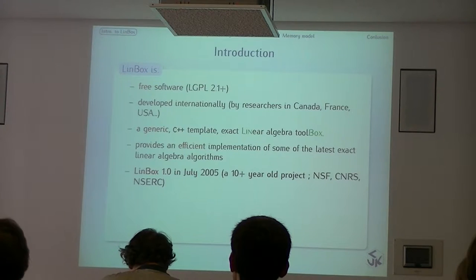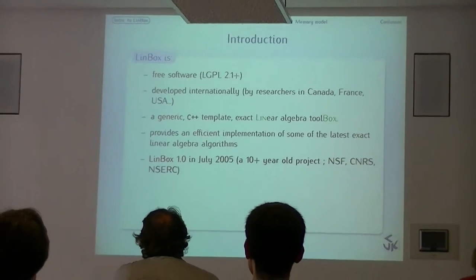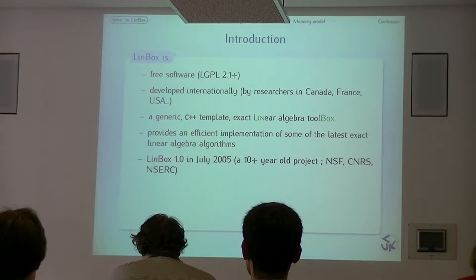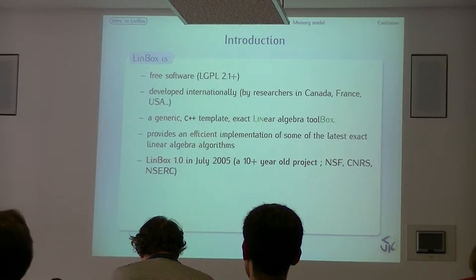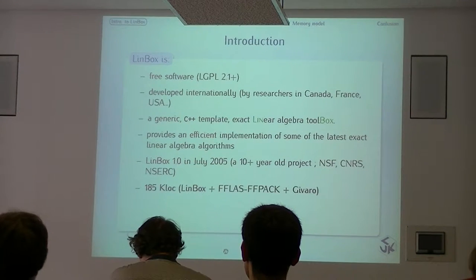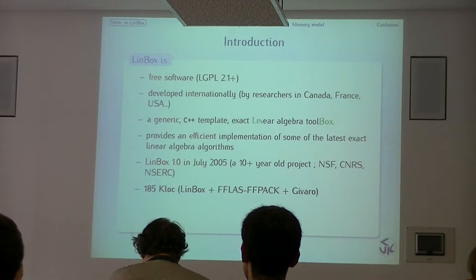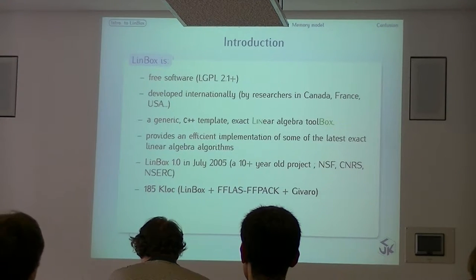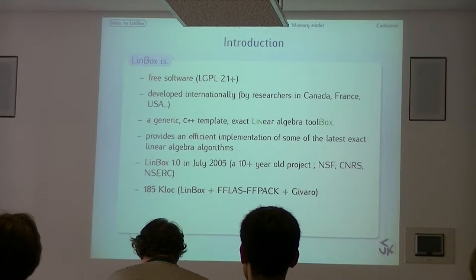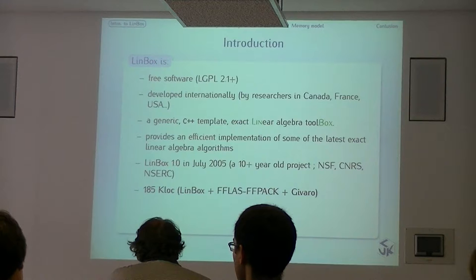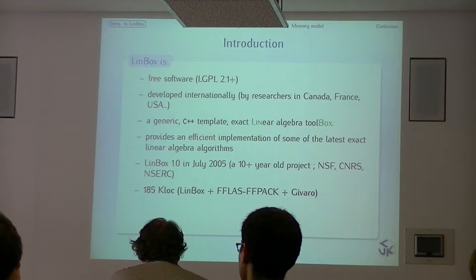LinBox is getting very old, not necessarily mature, but old. LinBox 1.0, which was the first well-released version, dates back to July 2005, but actually the project comes from slightly earlier. It's a library that's growing steadily in lines of code. It's almost 200,000 lines of code now, and it will include more and more as people are interested.